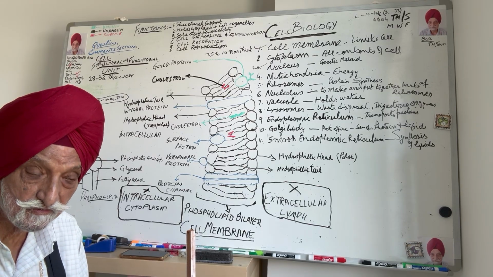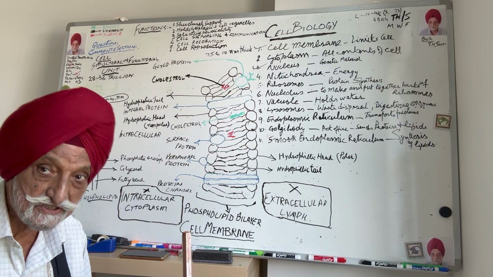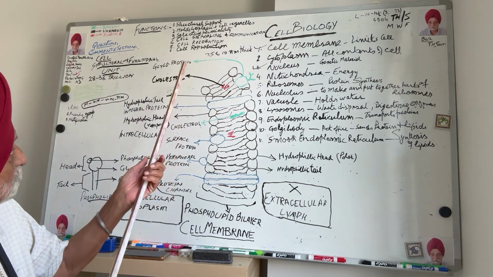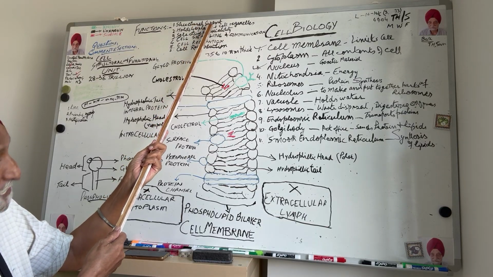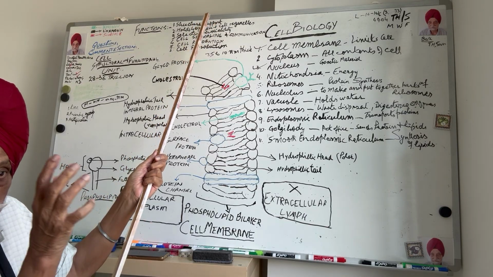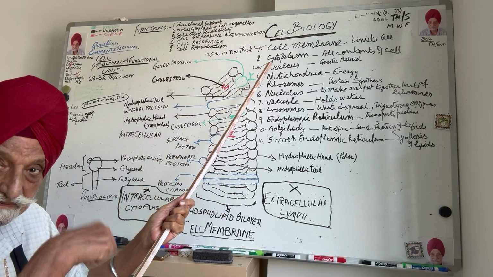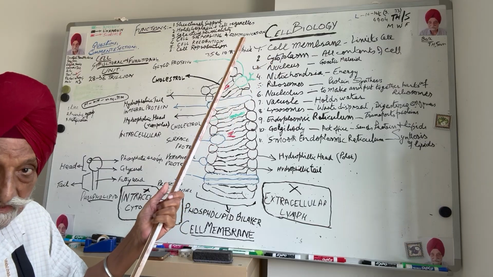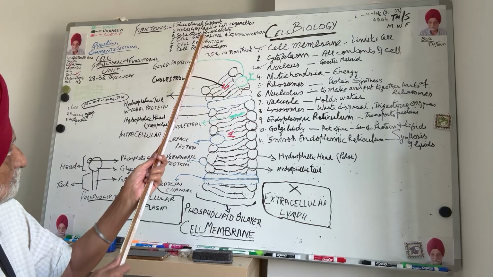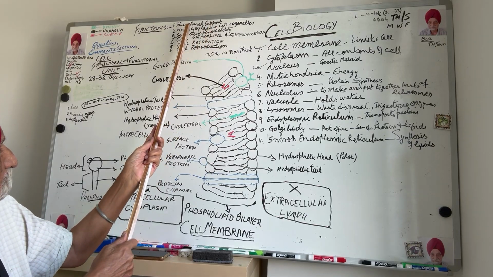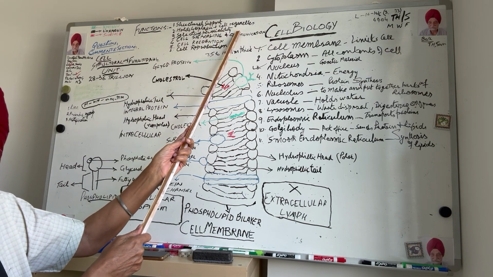Before we see the structure of the cell membrane, let's see what are the functions of the cell membrane. The first major function of the cell membrane is structural support. It provides the structure of the particular cell and then ultimately the body in which the cell is present. Therefore, it is called structural support. And the cell membrane holds the cytoplasm and the cell organelles.